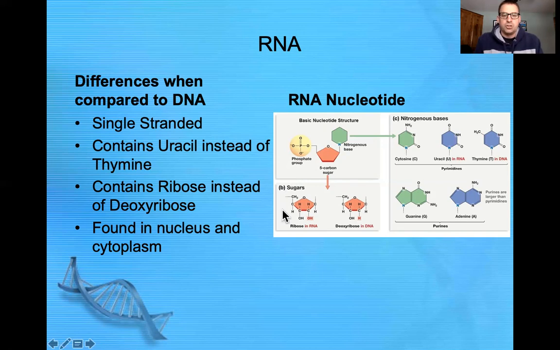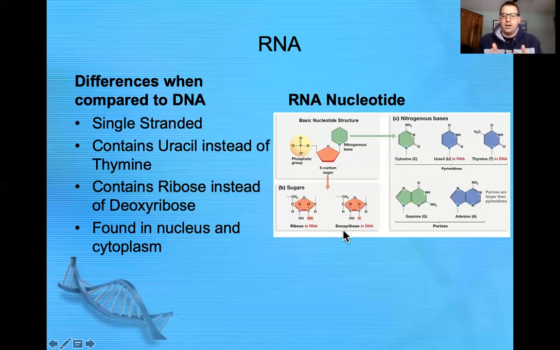It contains the sugar ribose instead of deoxyribose. So you can see they are both pentoses here. They're 5-carbon sugars. The big difference is on the number 2 carbon in deoxyribose, there is just a single hydrogen atom, whereas on the number 2 carbon in ribose, there is a hydroxyl group. So ribose has that oxygen. Deoxyribose does not have that oxygen.